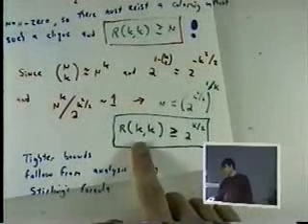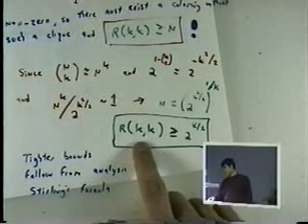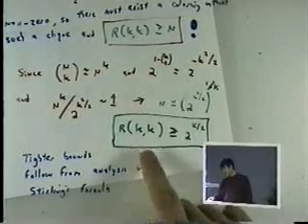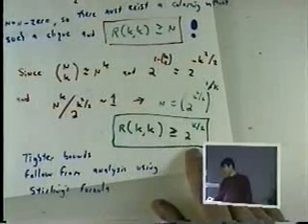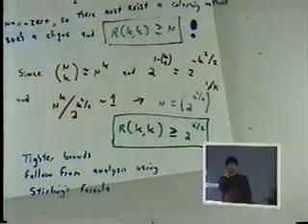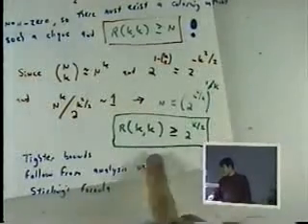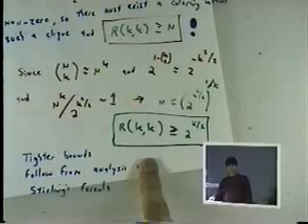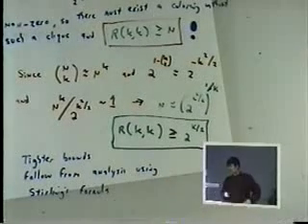This, I claim, proves that the Ramsey number for a given k has to be greater than or equal to 2 to the k over 2. Any questions? The algebra here is not that interesting, but I've just finished doing that. The interesting thing is the probabilistic argument.